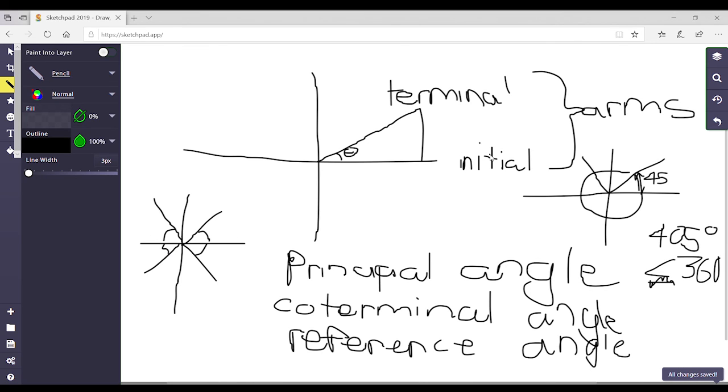So those are the names of the arms and the angles that you might come across in grade 11. So hope you enjoyed. Thank you.